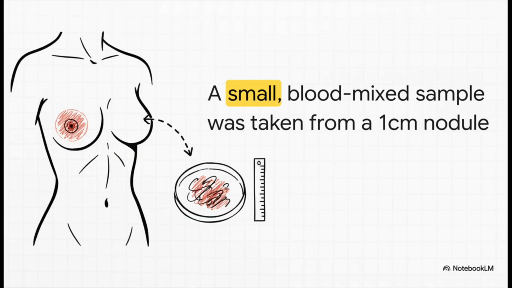Now, you'll see a section on the report labeled gross. And no, that doesn't mean it's disgusting. It just refers to what the pathologist could see with their own eyes, before the microscope. And here, it tells us they received a small, blood-mixed sample from a 1 centimeter nodule in the left breast. So this little bit of fluid is our starting point.